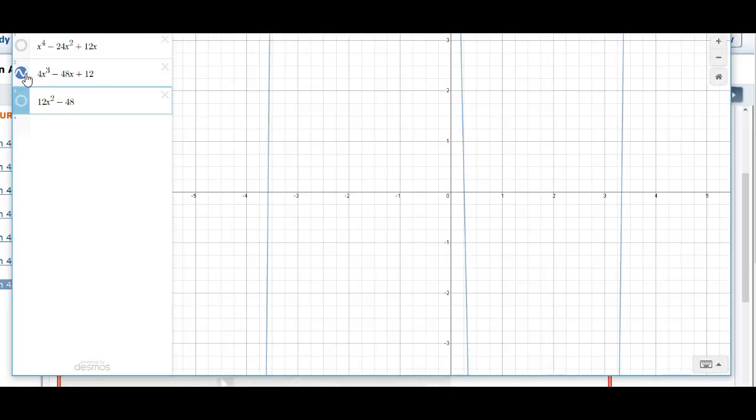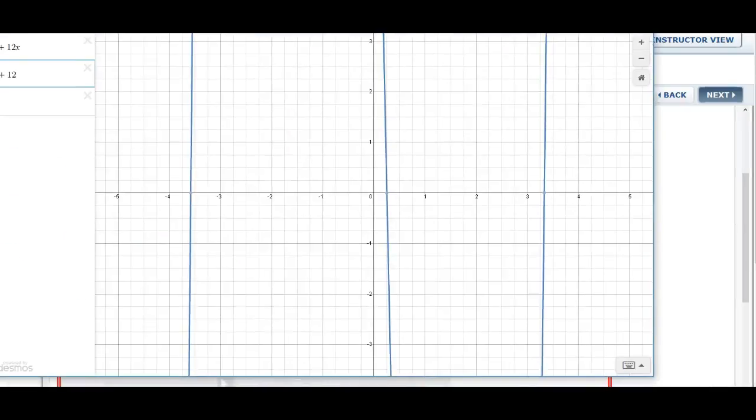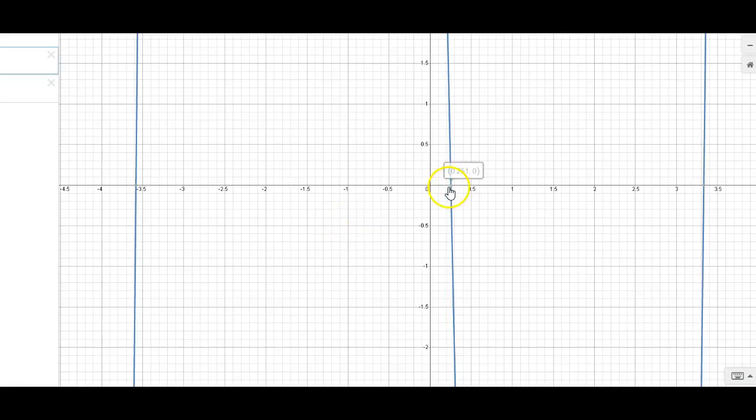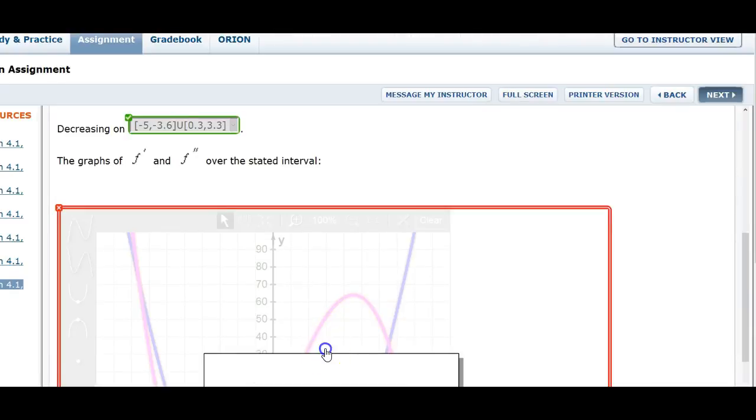Increasing, I'm going to look at the first derivative. So my function is increasing from -3.5 to 0.3, and then from 3.3 until 5. So increasing at roughly those points. Decreasing, if I go over here to my function again, I can see it's decreasing in this interval, and that makes sense there. Now we get to graph it, right?